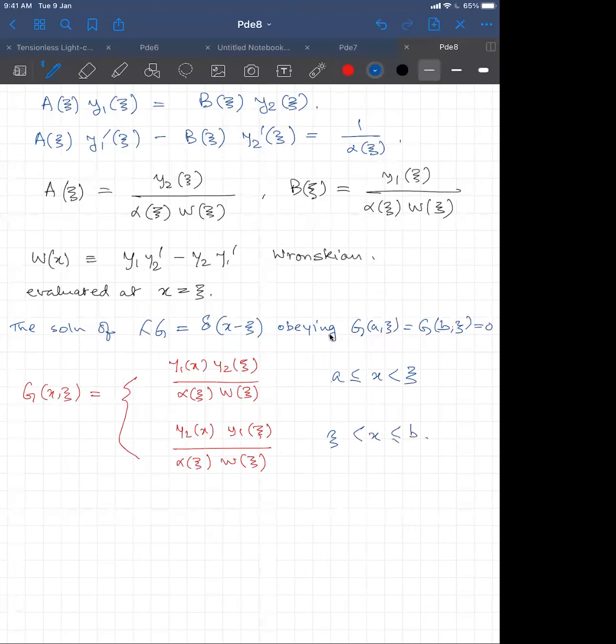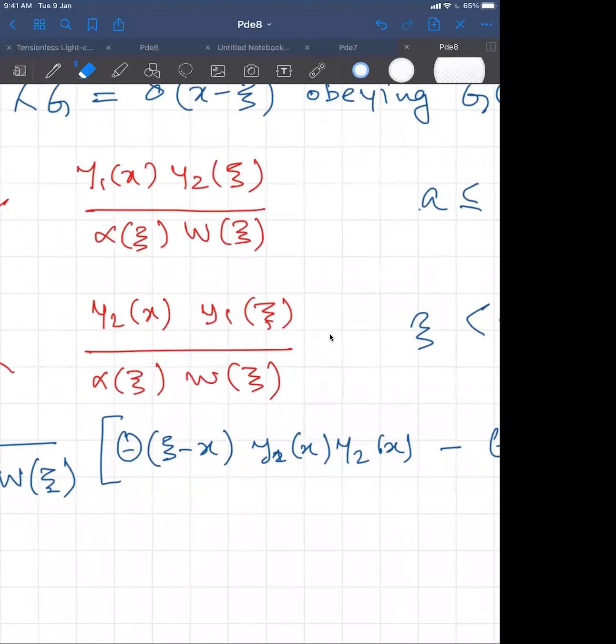So G of x psi, you can write this as a theta function as well. And then this is 1 over alpha psi W of psi, some theta function of psi minus x, y2 y1(x) y2(x), minus theta of x minus psi, y2(x) y1(x). This one's 1.